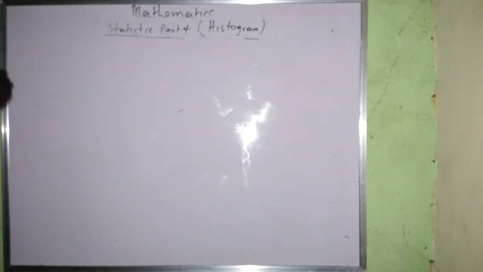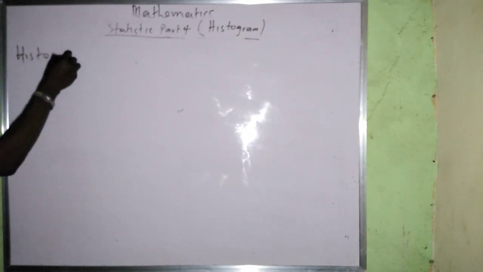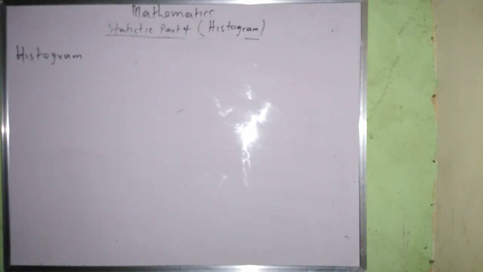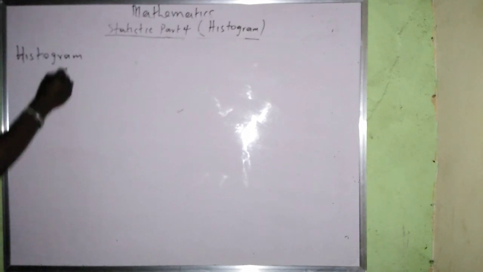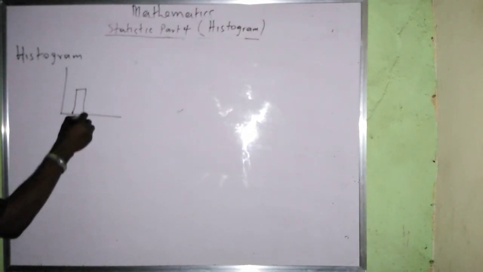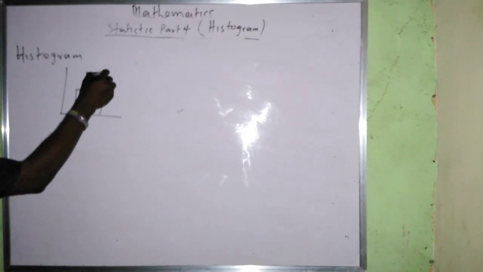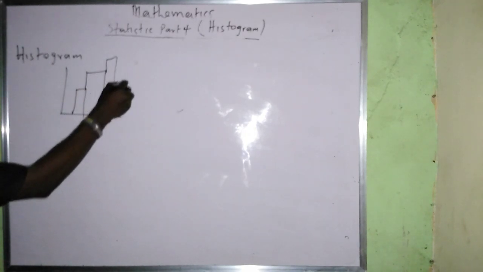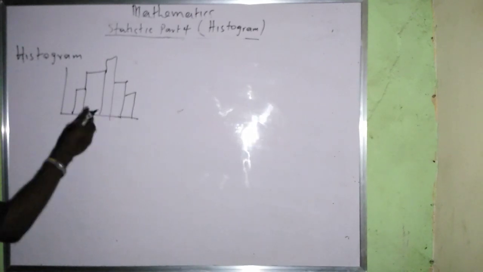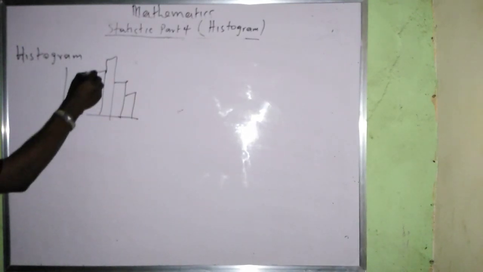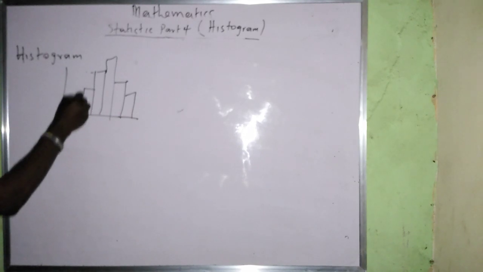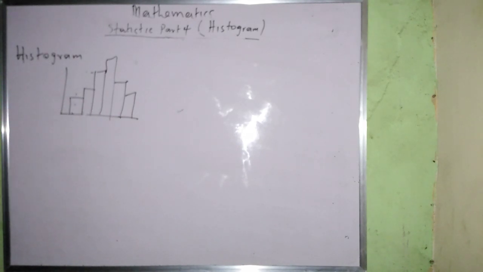Now, if I'm talking about a histogram, a histogram is a set of bars that have no space between them. It must also have equal width because it's going to be on a graph. It must be equal width. Now, this is a very good example of a histogram.